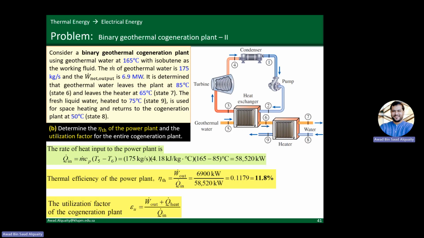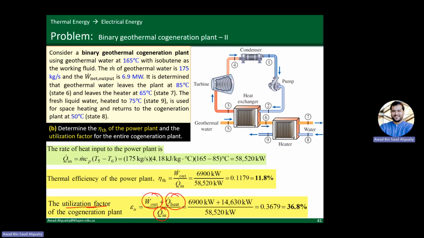So the utilization factor of the power plant would be the work output that we have from the power plant plus the heat that's being provided, divided by the heat input. Now, remember the additional heating that we are providing here is sort of a bonus, right? It's from sort of waste heat, so we don't really take that into calculation when we are doing the utilization factor. Again, this is one way of doing it. You could also, if you want, take the total heat input into account.